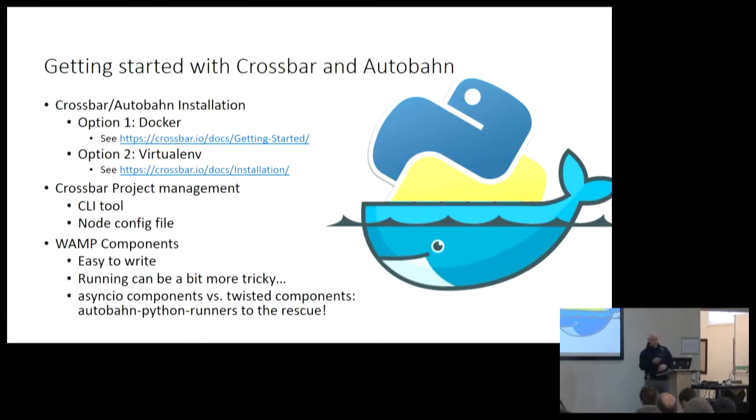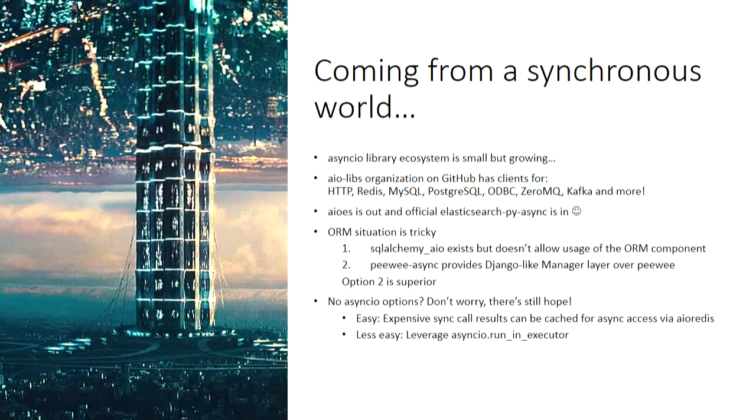So if we're coming from a synchronous world, which a lot of us are, there's a couple of things you obviously want to note. The async IO ecosystem is still maturing. There's probably a lot of work to be done there. It's definitely better than where it was some time ago, but there's still plenty of stuff to be done. So in fact, if you're looking for some open source projects to contribute to, the AIO libs and so forth, that's a really good choice because it needs all the love it can get.